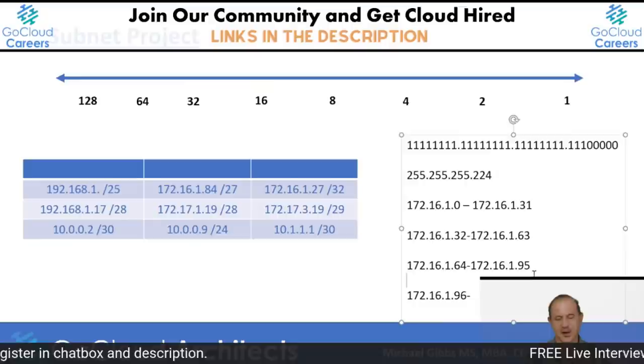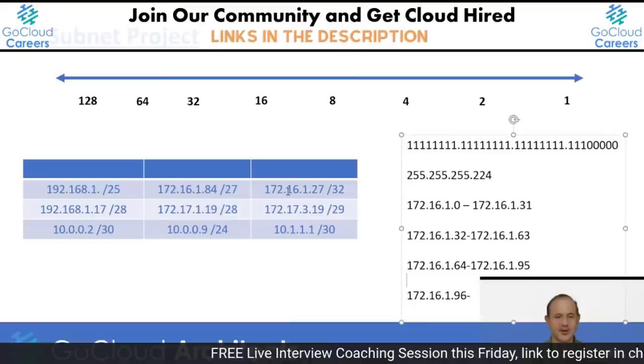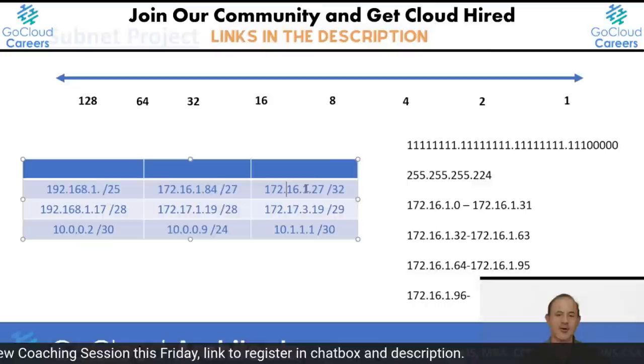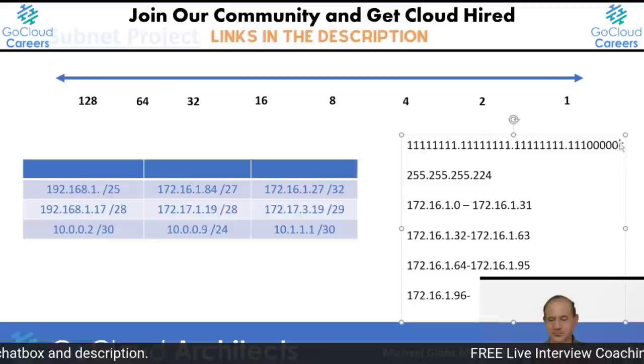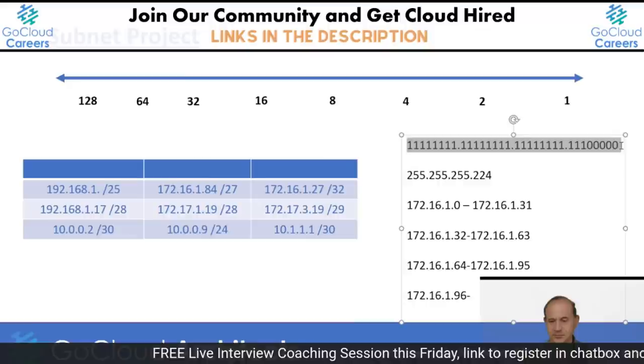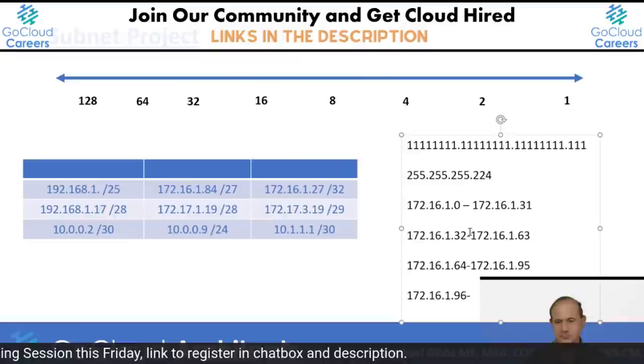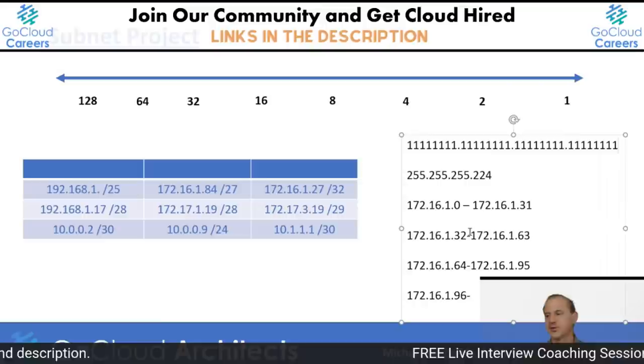Hopefully we got that. So for the next person here, please tell me what subnet 172.16.1.27 turns into, or 1.32. So everybody, what does a 32-bit subnet mask look like? How many hosts do we have in a 32-bit? What's a 32-bit mask look like?